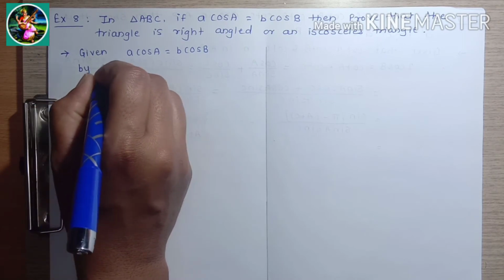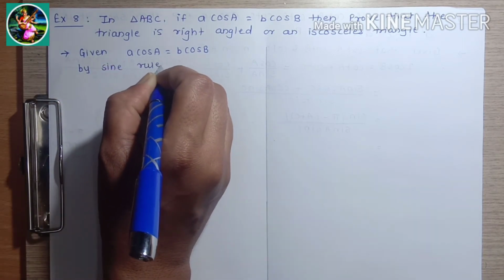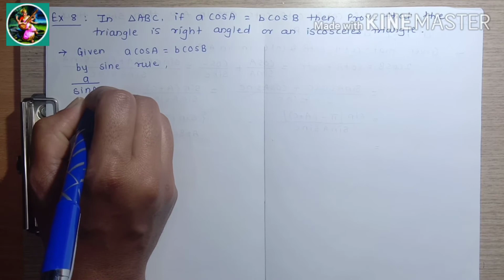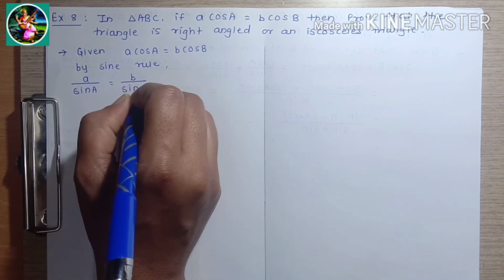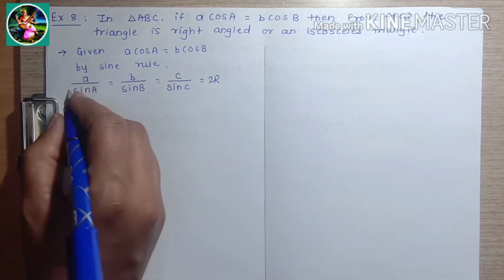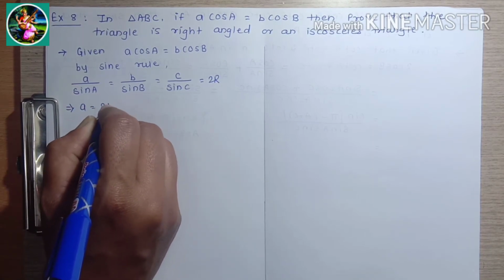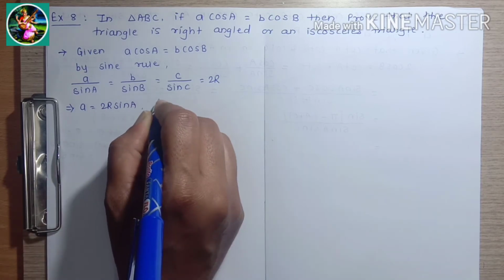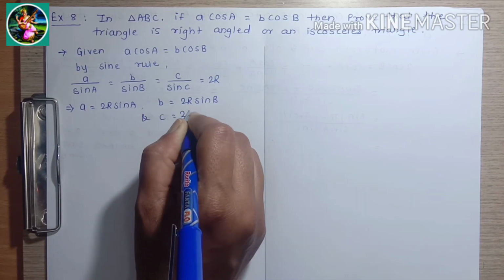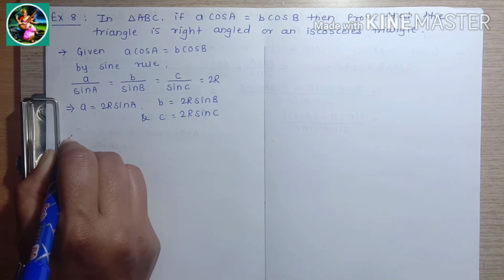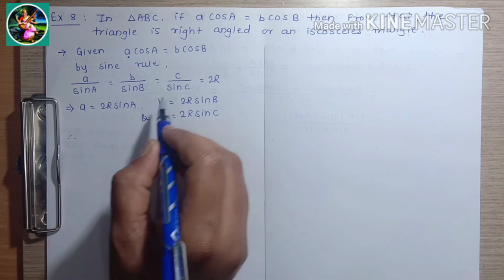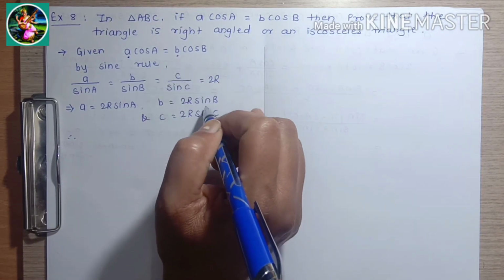By sine rule we know that A divided by sin A is equal to B divided by sin B is equal to C divided by sin C is equal to 2R, and it will give A is equal to 2R sin A, B is equal to 2R sin B, and C is equal to 2R sin C. Therefore, in the given equality, we substitute the value of A, that is 2R sin A, and the value of B is 2R sin B.